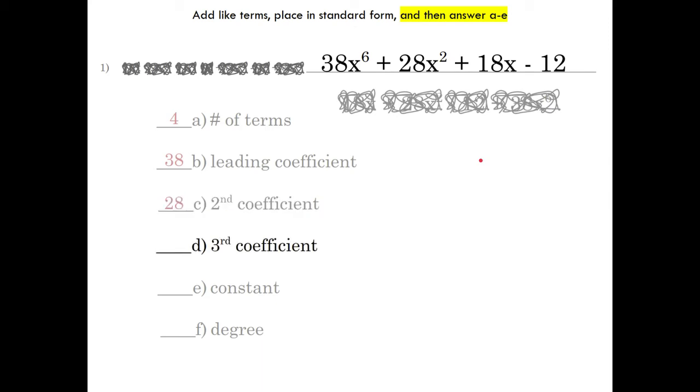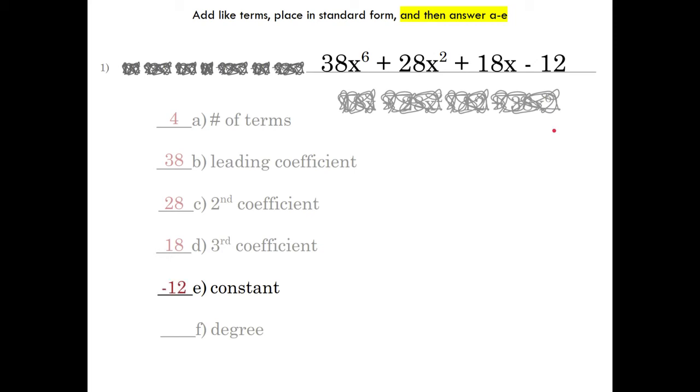The third coefficient is the coefficient in front of the third term once it's in standard form. Again, you can only answer A through F once it's in standard form. And then the constant is a term that does not have any variables. It's just a number. So therefore, the constant in this case is negative 12.